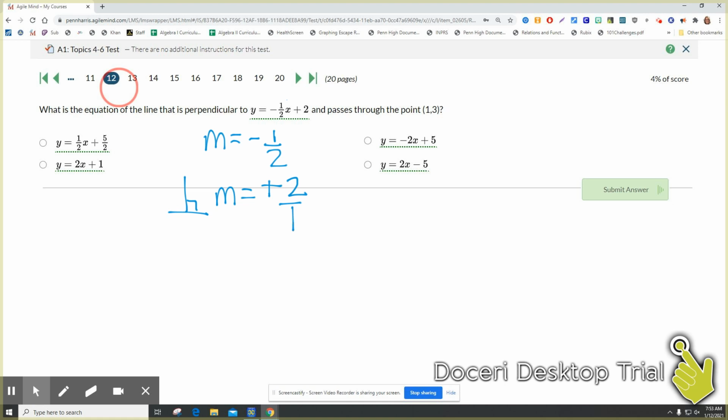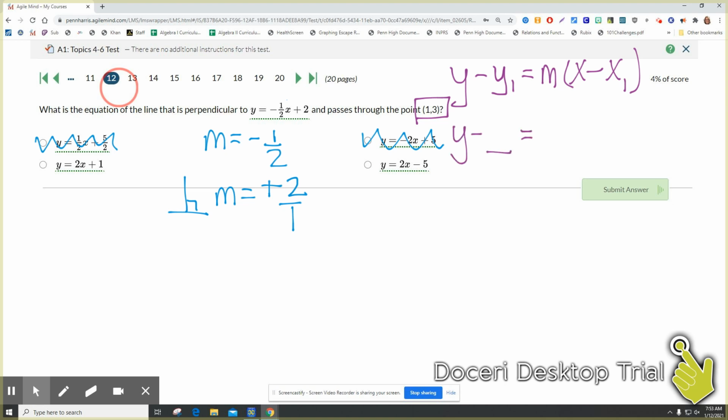So I can immediately cross off this answer and this answer. That leaves me with two choices. What we have to do here is use the point slope formula because they give us a point that they want it to go through. As a reminder, point slope is y minus the y value equals my slope times x minus the x value. So let's plug this in. We just found the slope of 2. They say the x is 1, my y is 3.